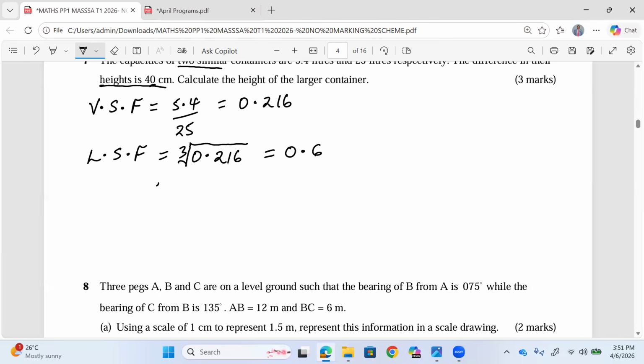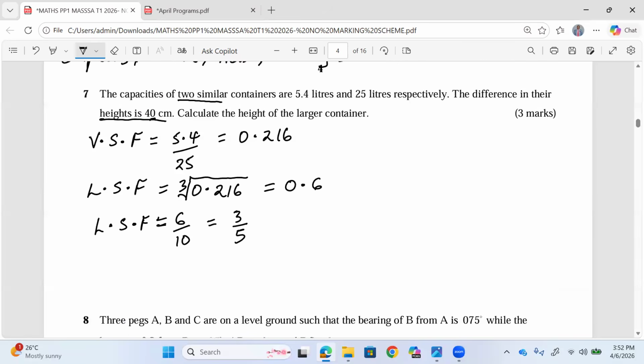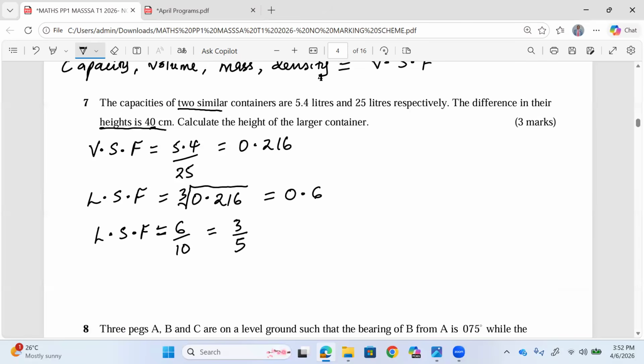Or otherwise, it can be 6/10, which is 3/5. So the linear scale factor is 3/5. So when we get the height, for example, one of the linear measurements is the height, the radius. When we talk about the height of the smaller out of the height of the larger, we get 3:5.